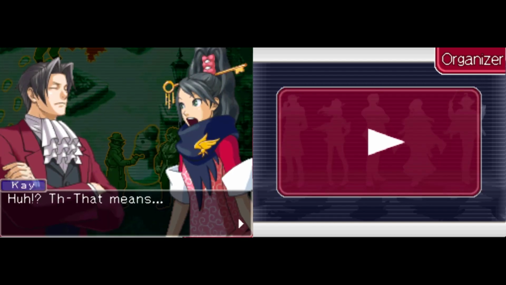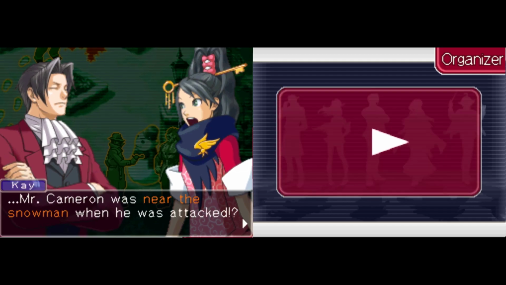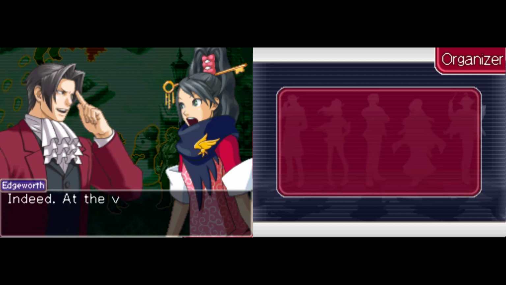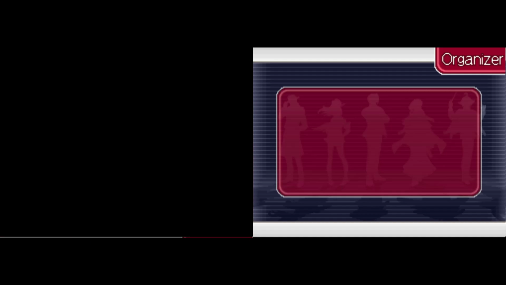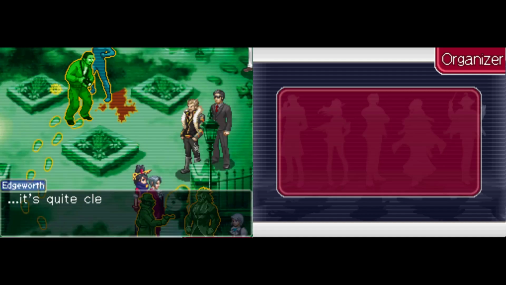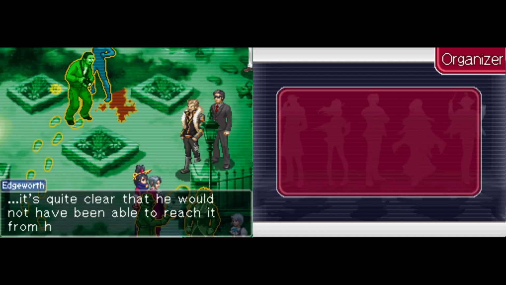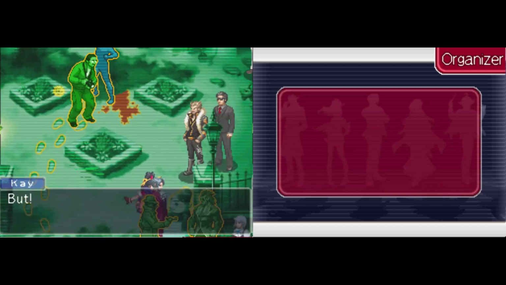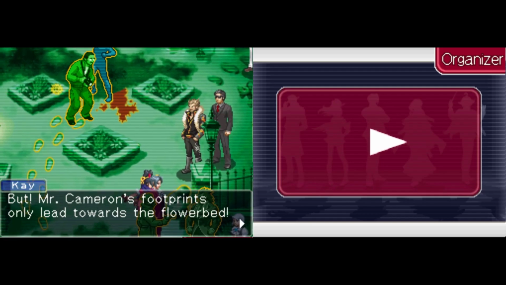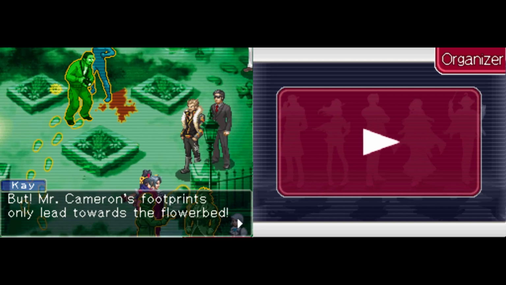Huh? That means he must have been much closer to the crime scene than the picture would suggest, I guess. Mr. Cameron was near the snowman when he was attacked. Indeed, at the very least, he must have been within arm's reach. However, it's quite clear that he would not have been able to reach it from his current position. But Mr. Cameron's footprints only lead towards the flower bed.